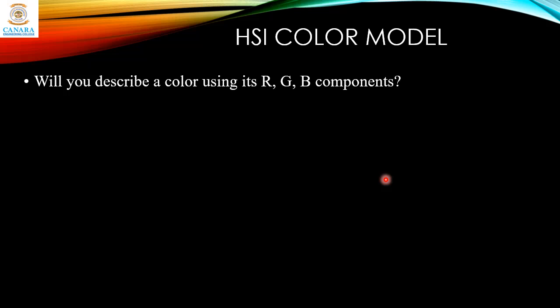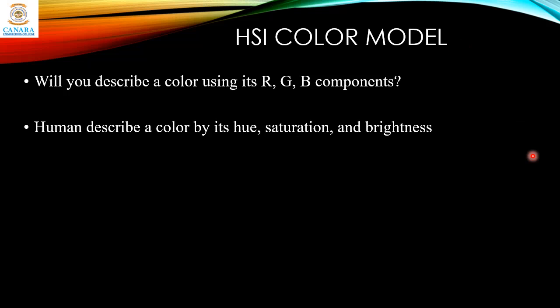Next type of color model we are going to study is the HSI color model. Now, why we need this type of color model is because humans do not describe any object using RGB or CMY color model. For example, if you see an apple, you won't say that it is 70% red, 20% yellow, 10% blue. No, that is not how we humans describe any color. How we describe color is by its hue, saturation, and brightness. And HSI color model mimics the way we humans interpret the color.